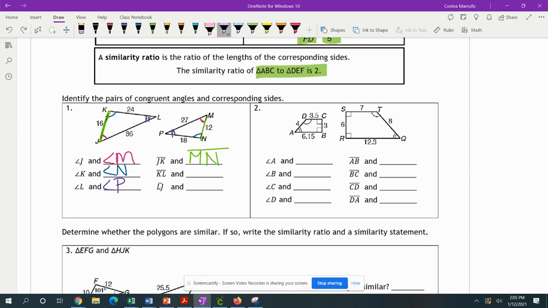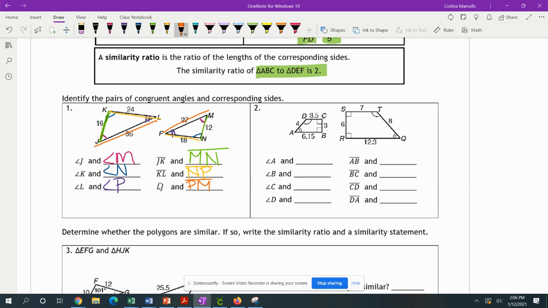All right, next we have KL. K goes from the blue angle to the purple angle, so here we go from the blue angle to the purple angle, which would be NP. And then last we have LJ. L goes from the purple angle to the pink angle, so here we would go PM.